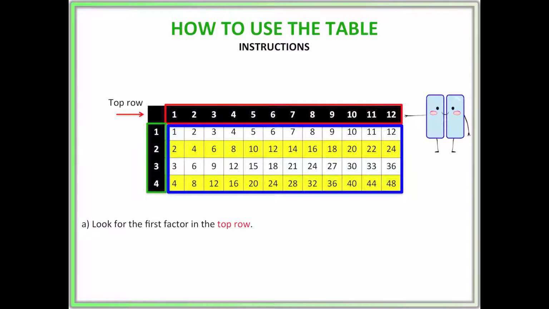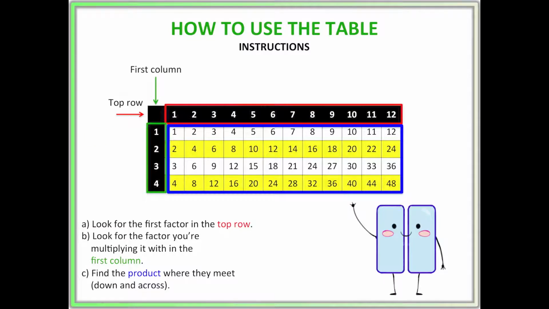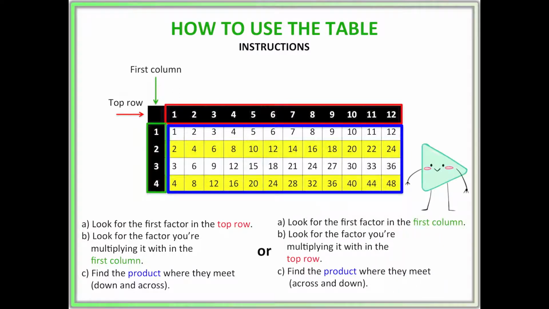Once you know the numbers you need to multiply, you can look for the first factor in the top row. Then, look for the second factor in the first column. To find the product, look at where they meet by looking down from the top row factor and then across from the first column factor. A cool thing about the table is that you can also find a product by looking up a factor in the first column and then the other factor in the top row. Let's go over some examples.